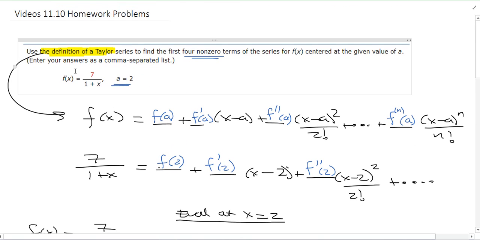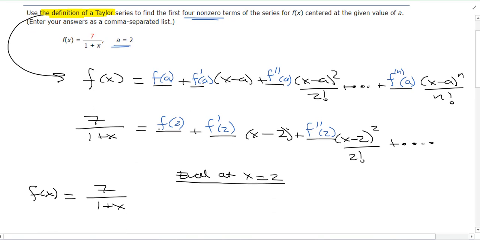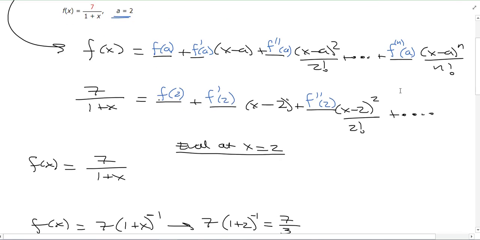And the one other thing, pay attention to the wording. This one says use the definition of a Taylor series versus if you're asked to use a known power series to find something. When it says use the definition, that means this, or blanks with the x minus a to the n over n factorial.